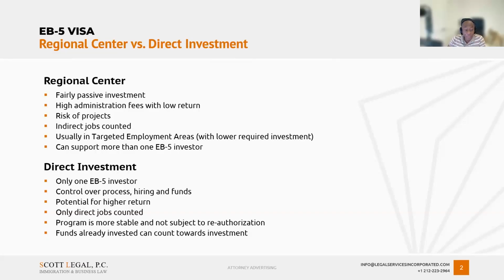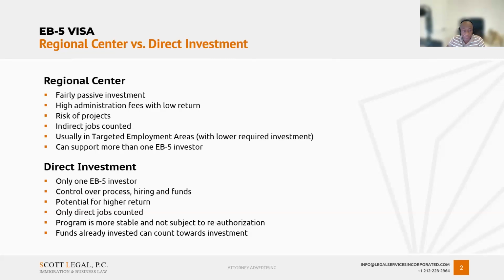And when you look at that over time, the individual really has negative return. When you look at the administrative fee and the actual return that the individual is going to get, the return is actually negative. So their interest really is getting the green card, really focused on not having to do very much.